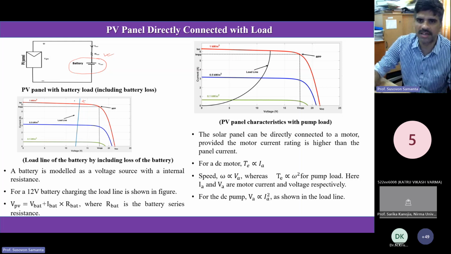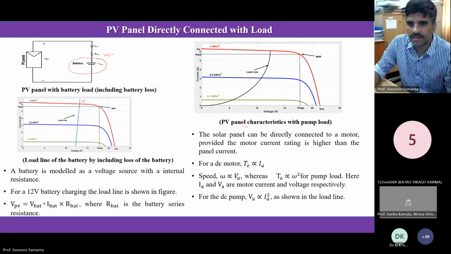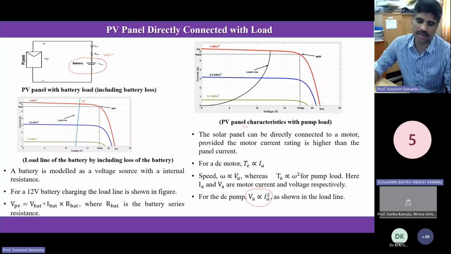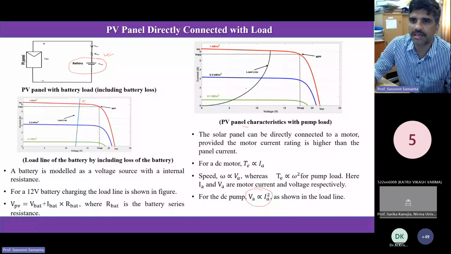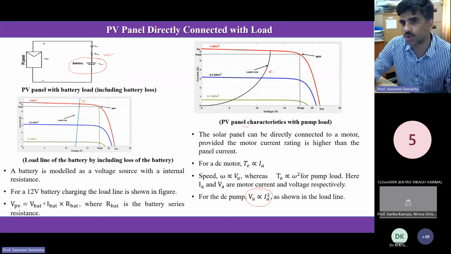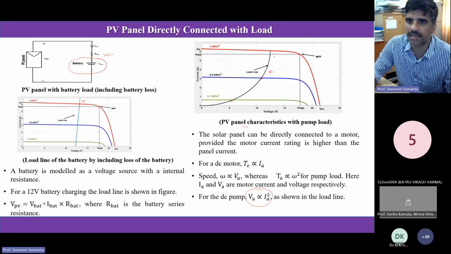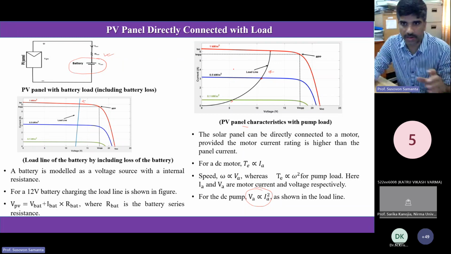And people are now directly connecting a PV panel with a pump. The pump has this kind of characteristic, where the voltage is proportional to the square of the current. Then you have this characteristic of the pump, and the operating point. Again, the operating point will be the intersection between the load and the source. So depending on that, you will have either this operating point or this operating point. So you don't have any control over the operating point or where to operate.